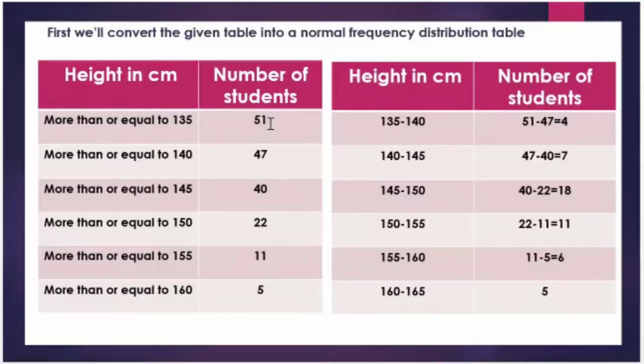So 51 minus 47 is 4. 47 minus 40 is 7. Then 40 minus 22 is 18. 22 minus 11 is 11. 11 minus 6 is 5. And finally, we'll be left with 5.